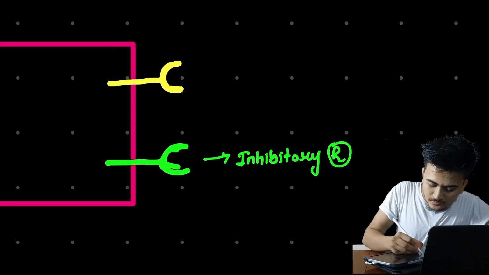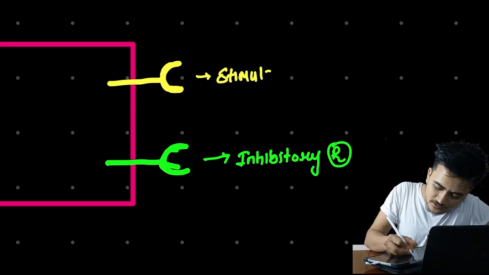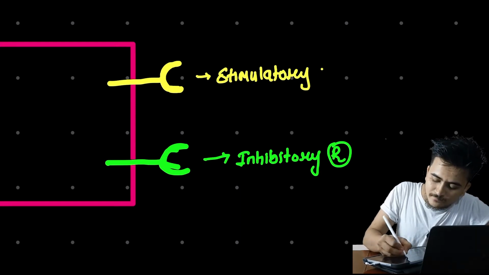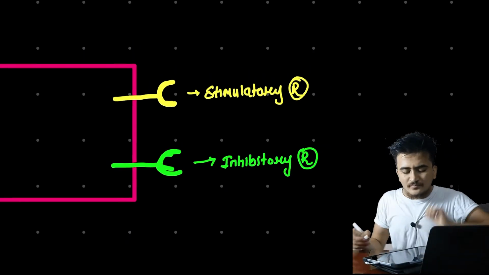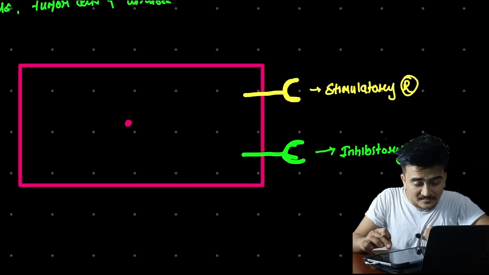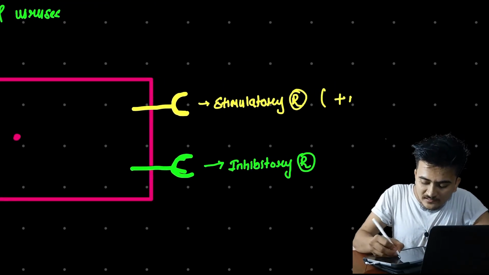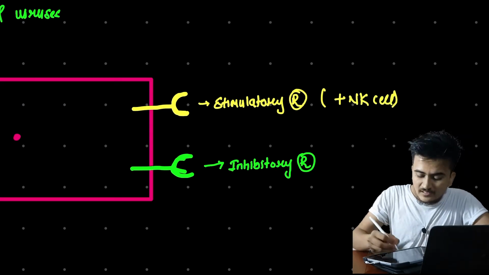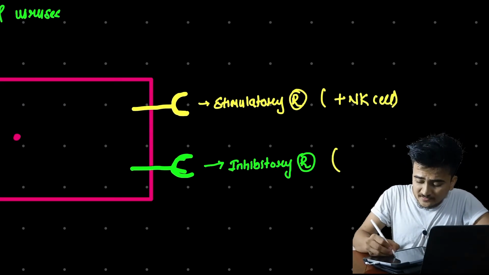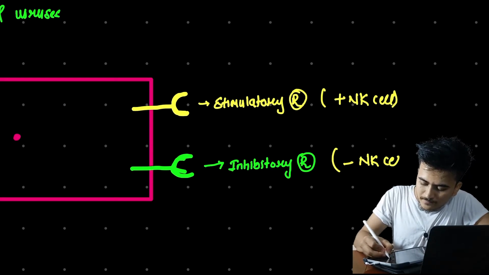And the one that I'm showing in yellow is what? Obviously, stimulatory receptor. Okay, these are the two receptors found on the surface of NK cells. Obviously these stimulatory receptors will activate the NK cell, and this inhibitory receptor will inhibit the NK cell.